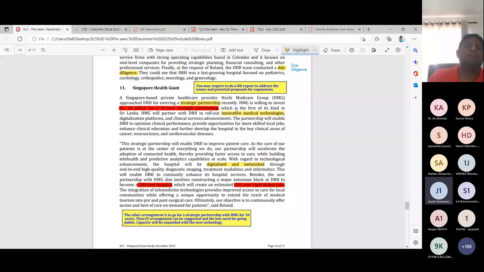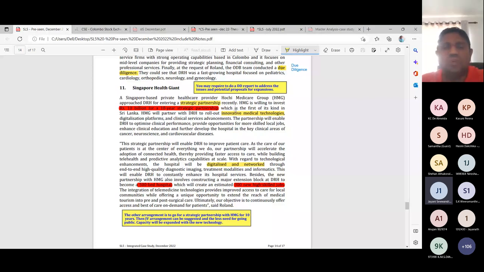See, there is another guy trying to enter into the scene. Singapore-based private healthcare provider, HMG, approached DRH for entering a strategic partnership recently. HMG is willing to invest 10 billion for a 10-year strategic partnership, which is the first of its kind in Sri Lanka. They will partner with DRH to roll out innovative medical technologies, realizing platform clinical service advancement. The partnership will enable DRH to optimize clinical performance, provide opportunities for more skilled local jobs, enhance clinical education, and further develop the hospital in the key clinical areas of cancer, neuroscience, and cardiovascular diseases.